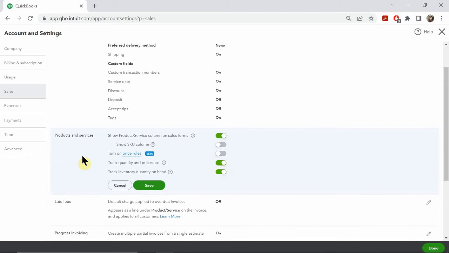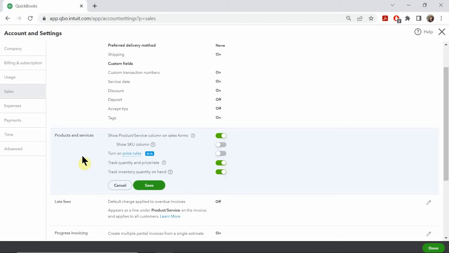So for example, let's say you have a set of customers and you categorize them based on commercial versus residential. These price rules are going to basically separate them and charge different groups of individuals at different price points. So there you go.